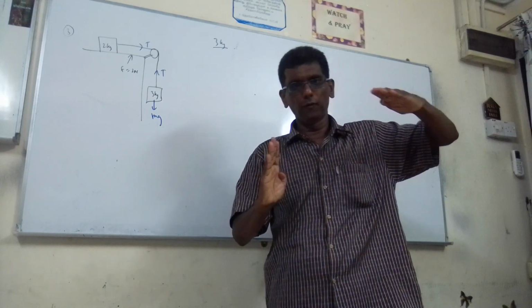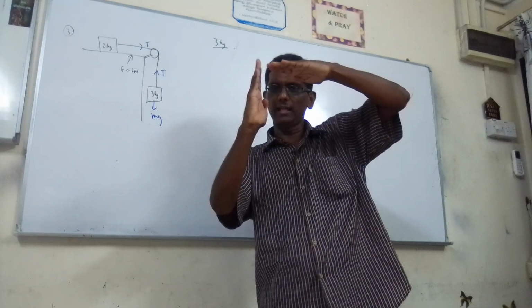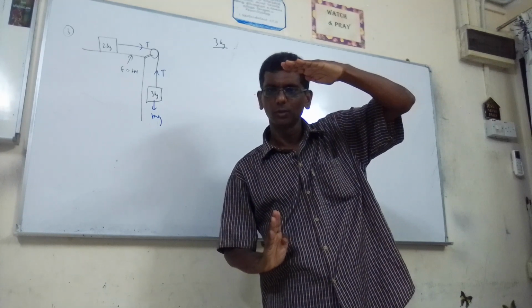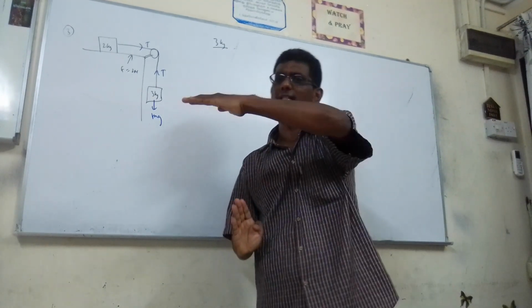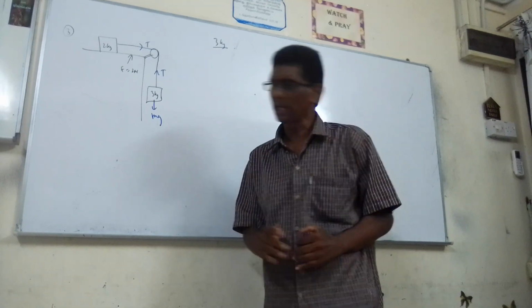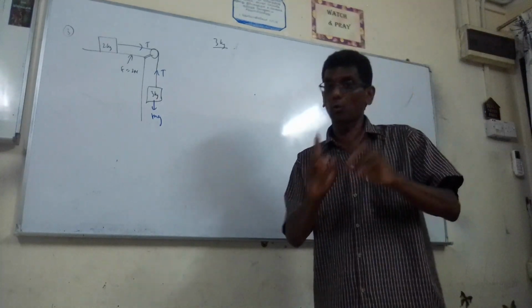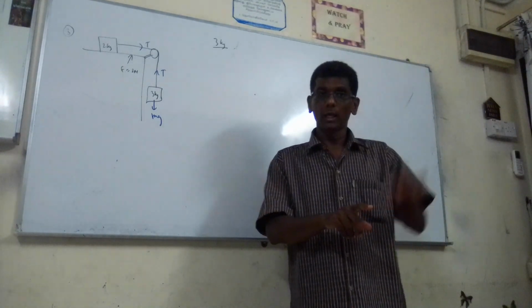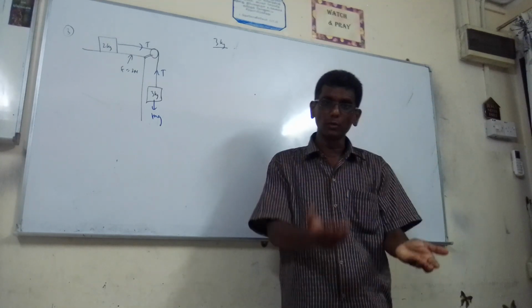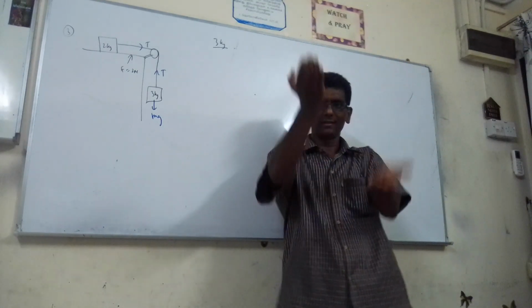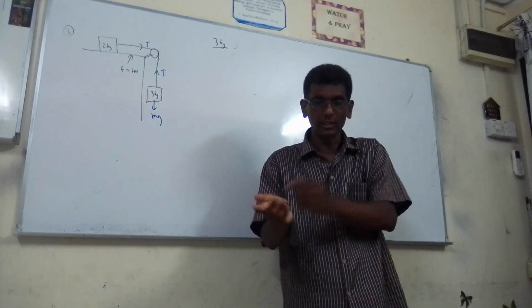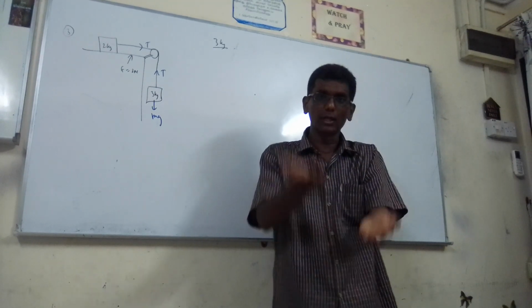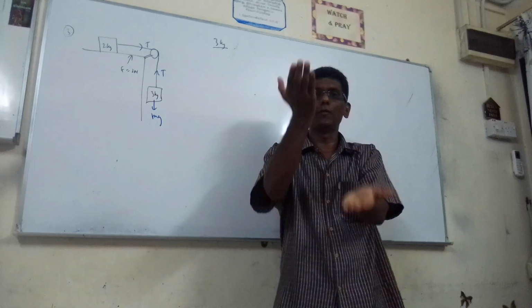2 kg move this side and 3 kg move down. Okay, 3 kg move down and 2 kg move horizontally. Unlike the question number 2 we did just now, the 4 kg moves down and the 2 kg moves up.